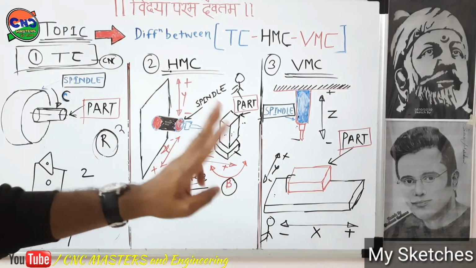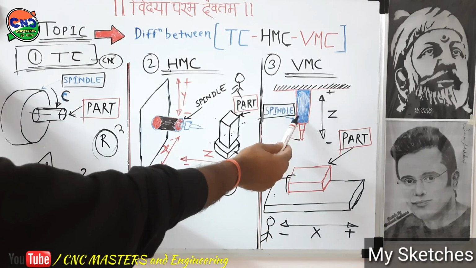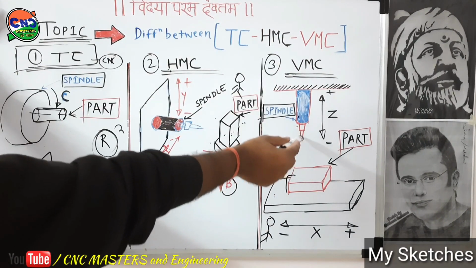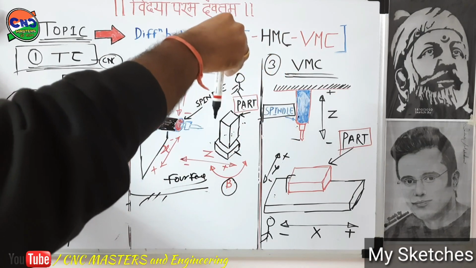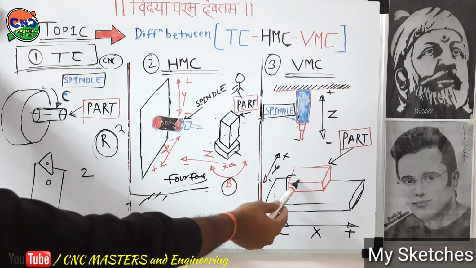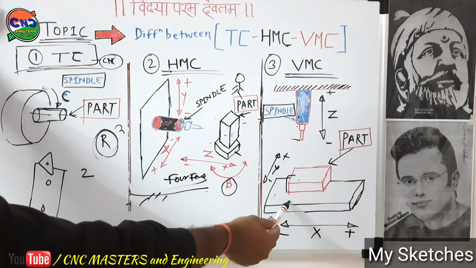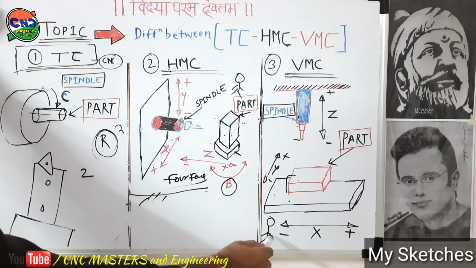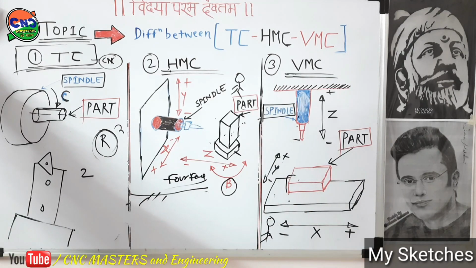VMC normally has three axes. Like you can see here, this is a spindle. The spindle is always vertical, and the tool is mounted inside the spindle. Okay, so this is a job, and this is the pallet. You can see here the X movement, plus side. This is the operator position, always in front of the machine.